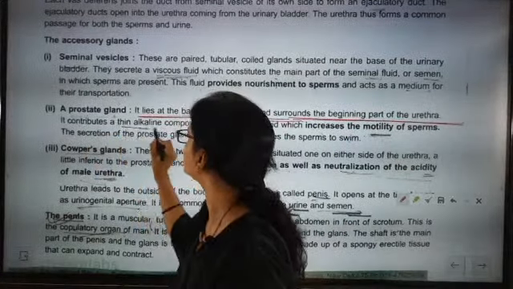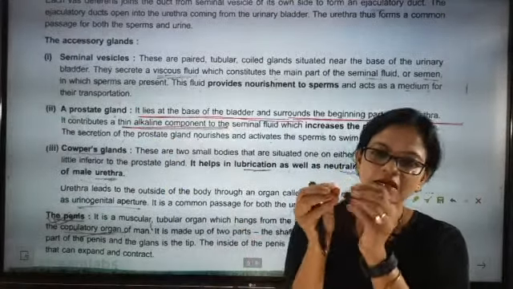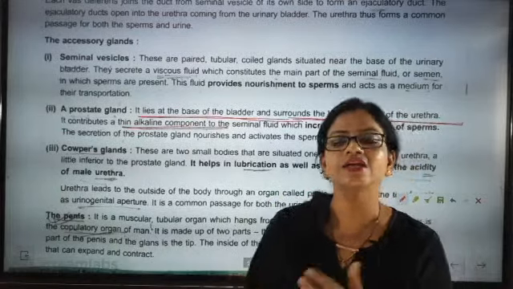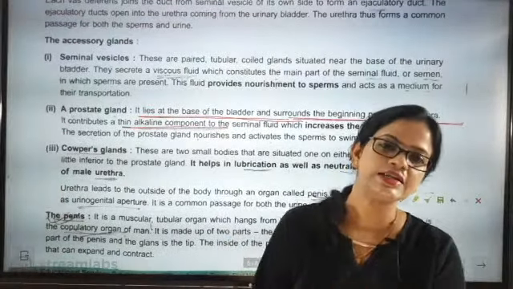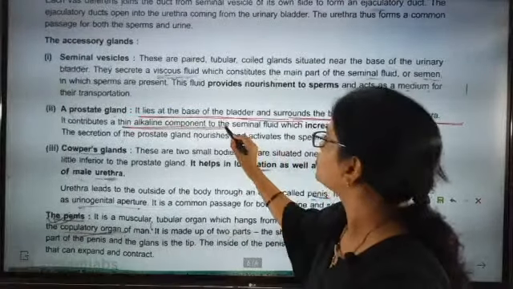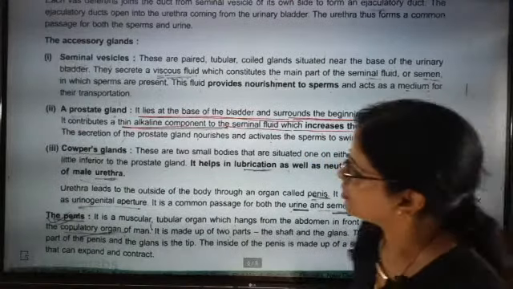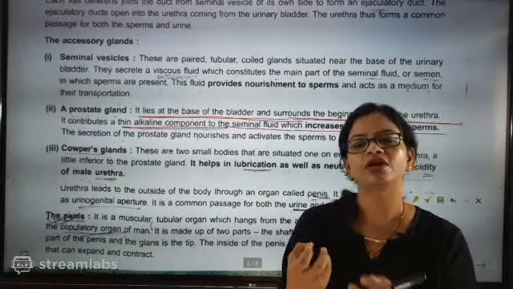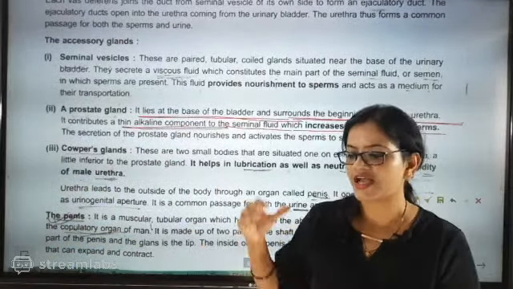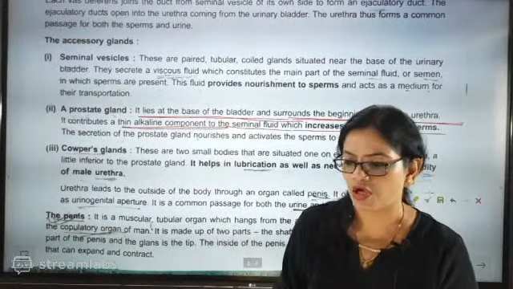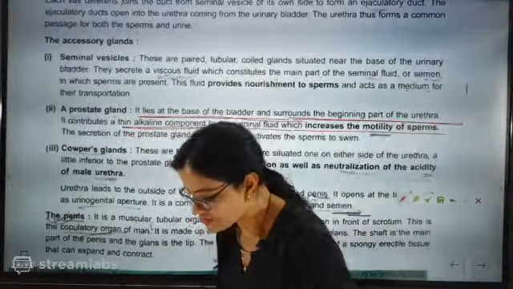It contributes a thin alkaline component. So the prostate gland is secreting a thin alkaline. Alkaline means basic, not acidic. It is secreting a basic component to the seminal fluid, which increases the motility of the sperm. This basic component will help the sperm to move. It will make the sperms more motile, so it will help in the movement of the sperm.